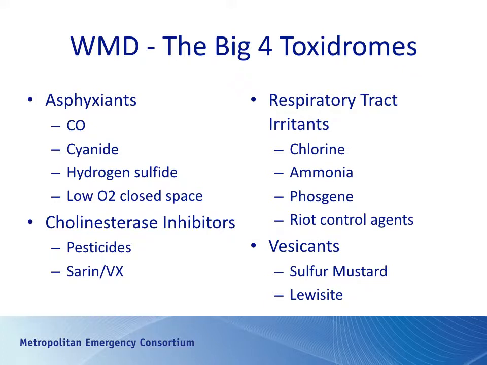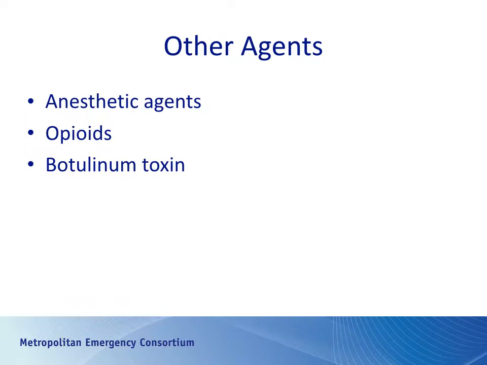And then there are the vesicants that are really the old world chemicals, but still are being tried every now and then by terrorists. I think even Saddam Hussein used them against Iranians, and those are sulfur mustard and the lewisite. There are also other agents out there that are less common but have been used.